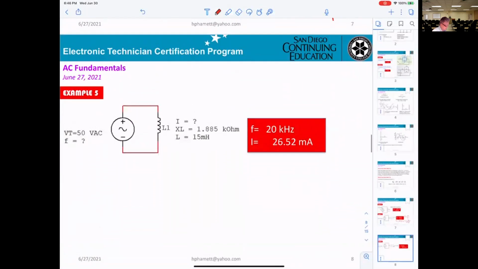Now, one more example. They gave you the V total, 50 volt AC. They gave you XL, 1.885 kilo ohm, and L equal 15 millihenry. So in this circuitry, they want to know what the frequency F equals and what the current I equals. And you understand the formula, XL equals 2 pi F L, right?